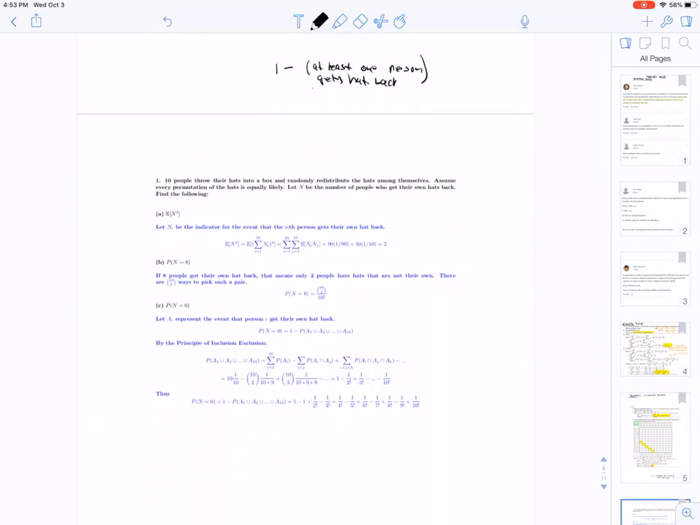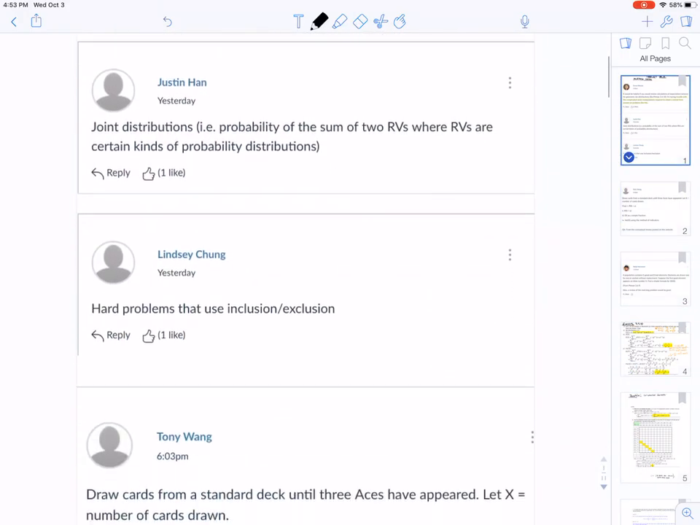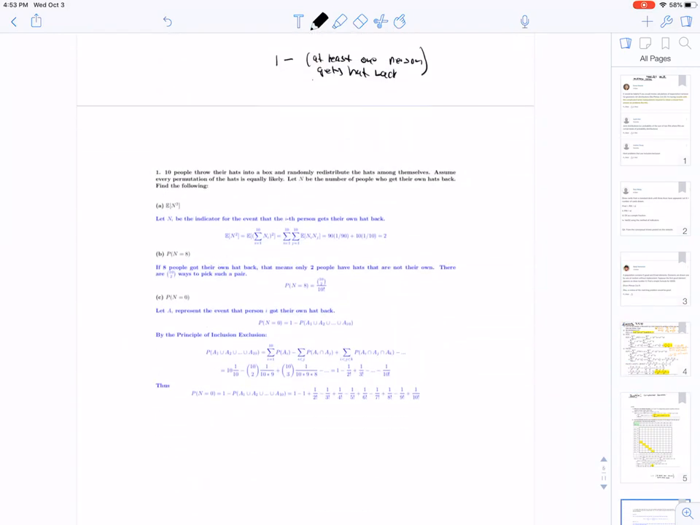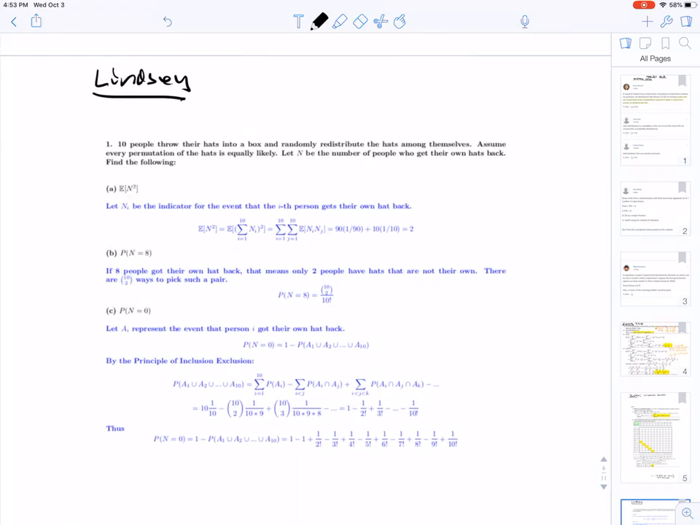Then we did, I'm sorry, I forgot your name, Lindsay's problem. So Lindsay wanted an inclusion-exclusion type formula, and I threw in a matching problem as well here. So 10 people throw their hats in a box and randomly redistribute the hats among themselves. Assume every permutation of the hats is equally likely. Let N be the number of people who get their own hats back.